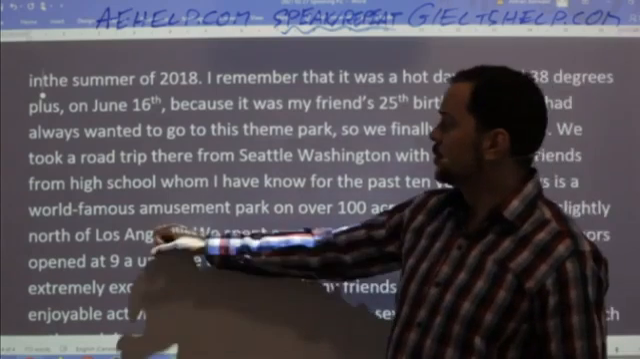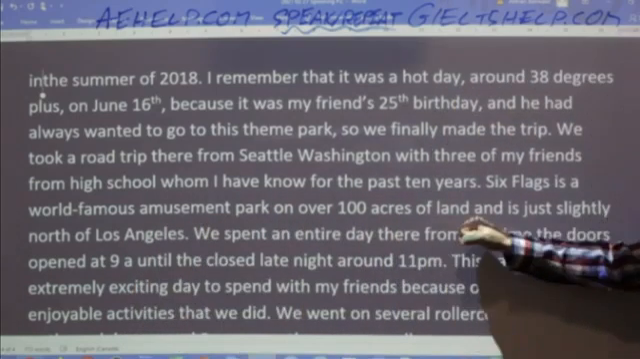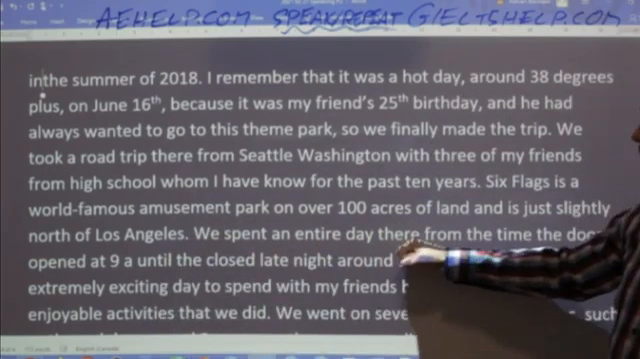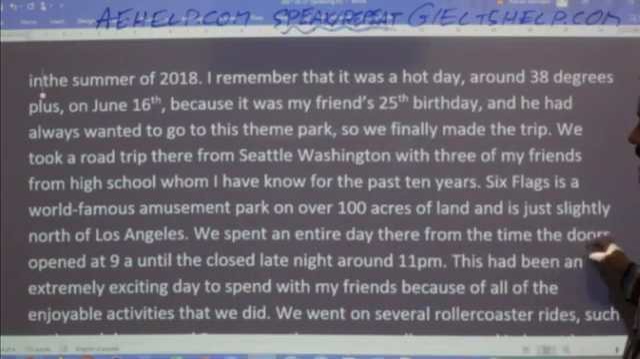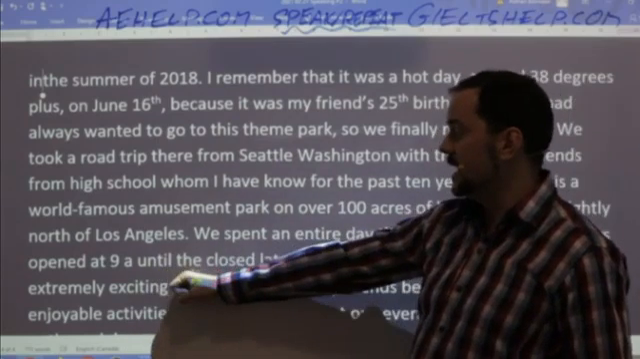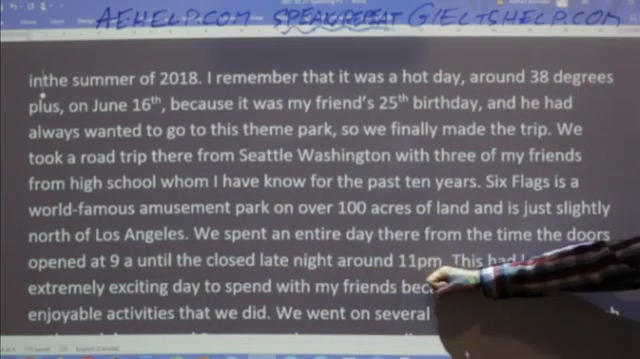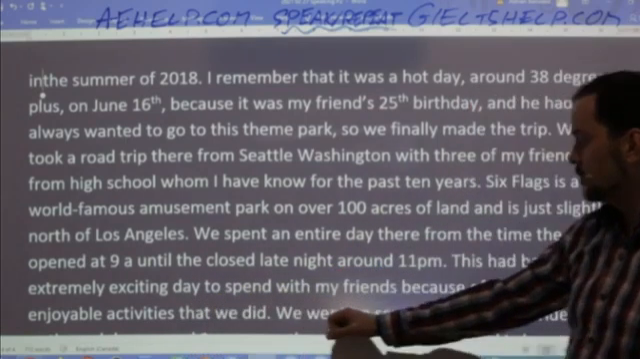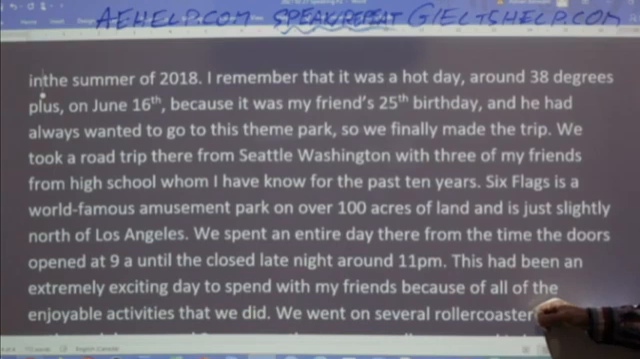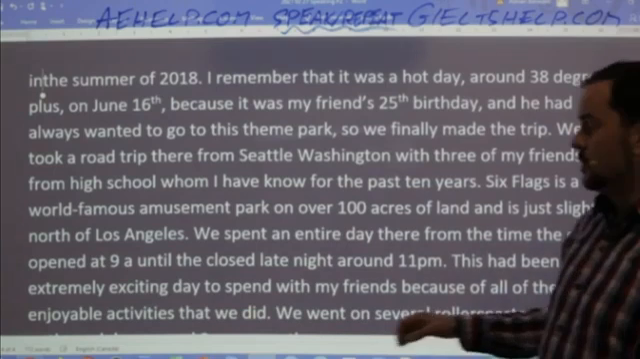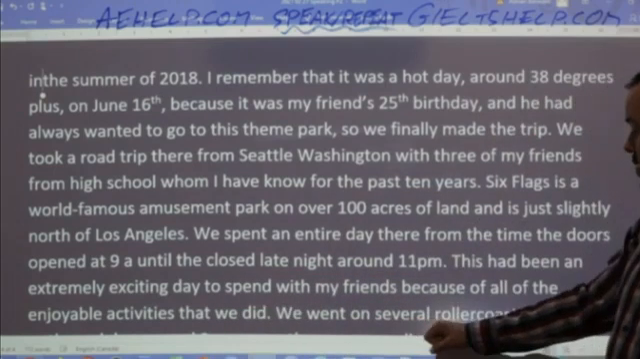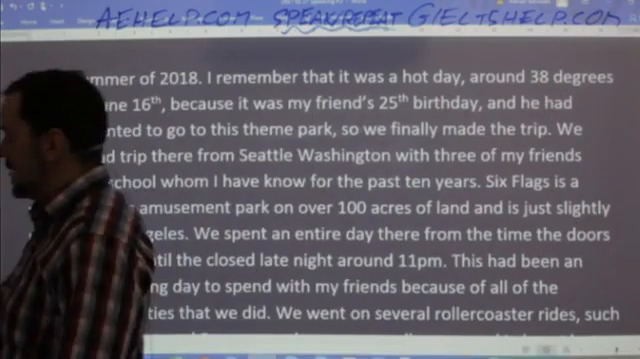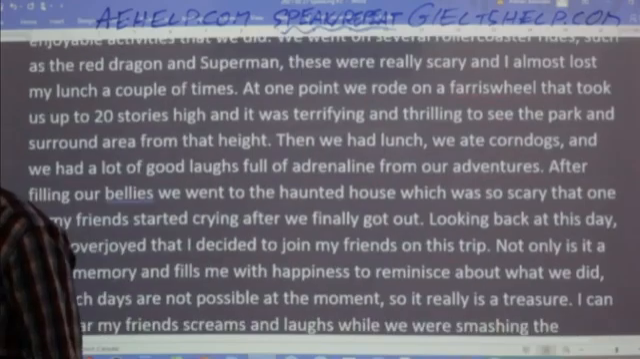Six Flags is a world-famous amusement park on over 100 acres of land and is just slightly north of Los Angeles. We spent an entire day there from the time the doors opened at 9 a.m. until they closed late at night around 11 p.m. This had been an extremely exciting day to spend with my friends because of all of the enjoyable activities that we did. We went on several roller coaster rides, such as the Red Dragon and Superman.